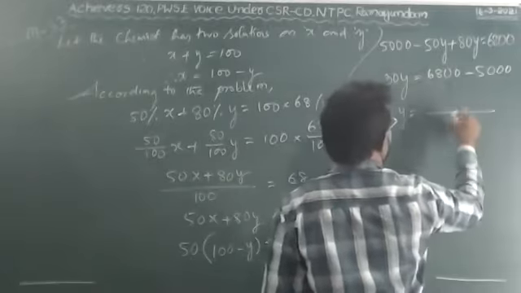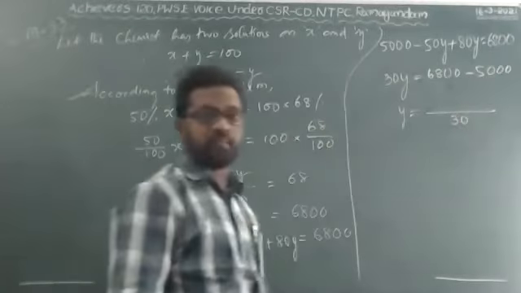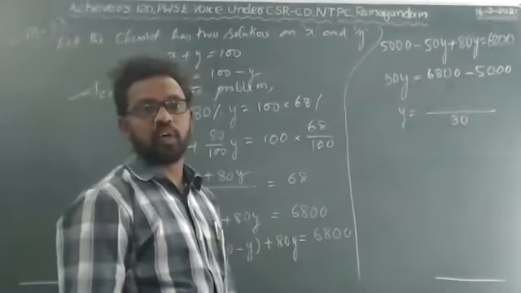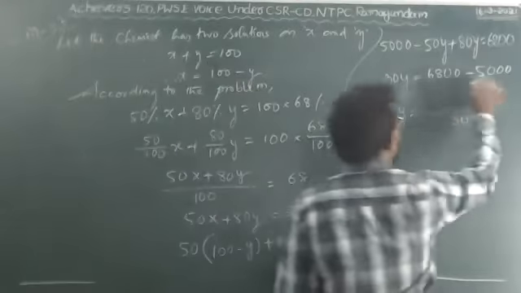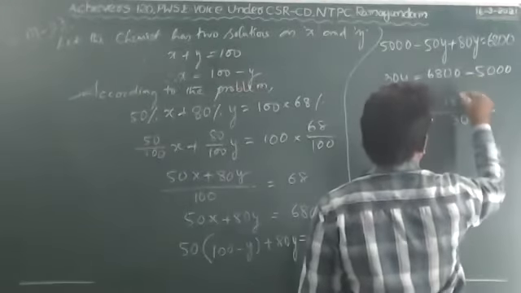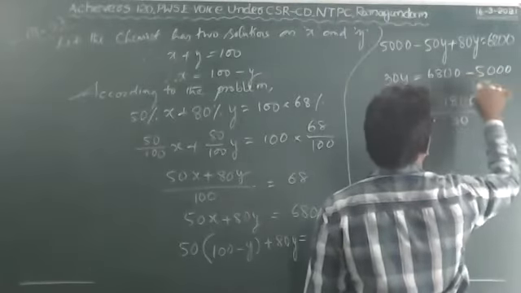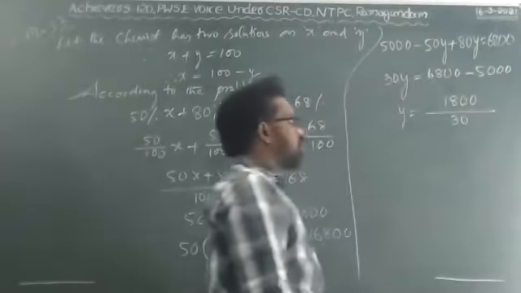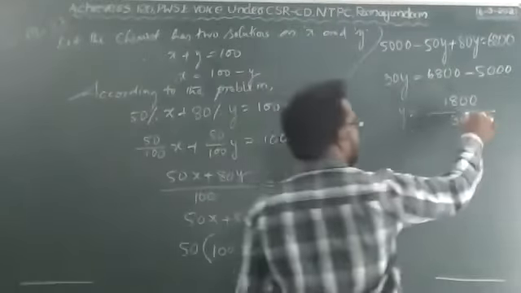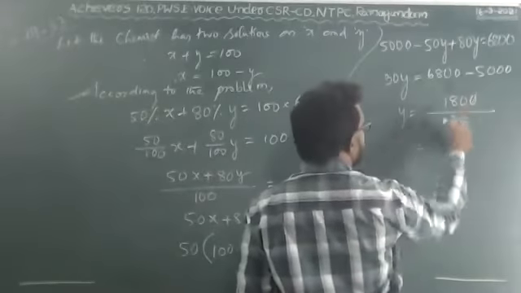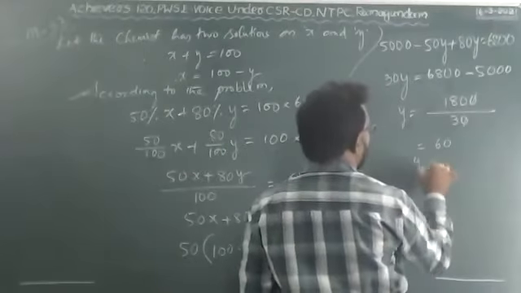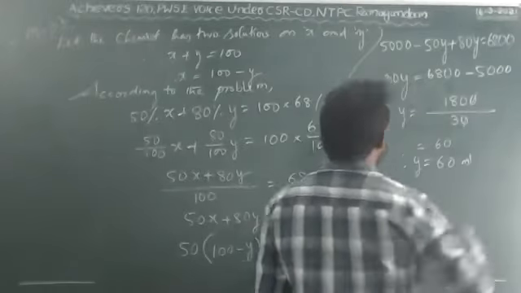So here 30y is equal to 1800. Send the 30 to the right side, it will go to the denominator. Now subtract: 6800 minus 5000, how much do you get? 1800. So y is 1800 by 30, which cancels to 60. Therefore y is equal to 60 ml.